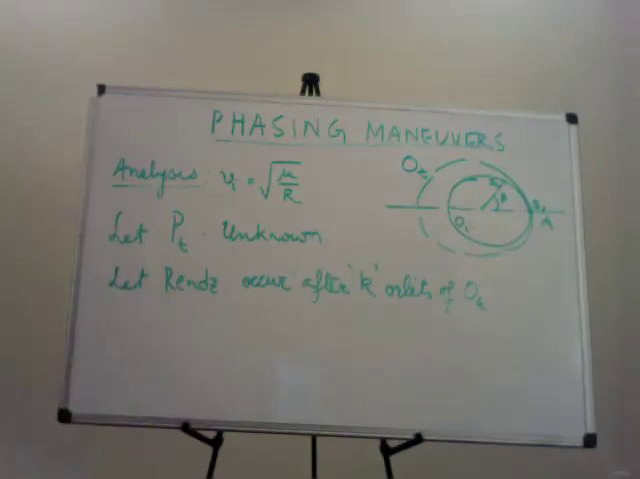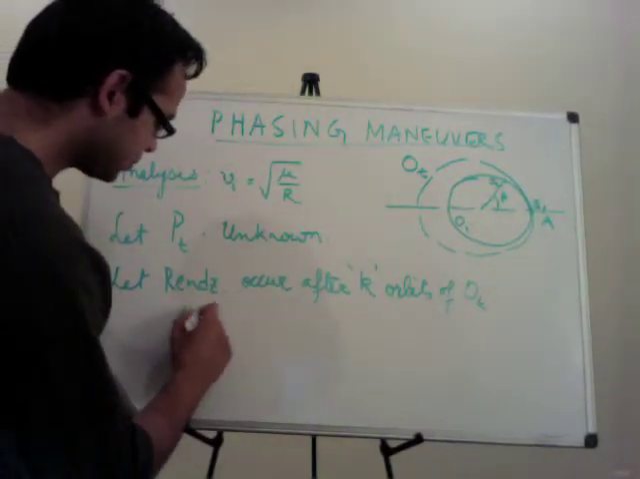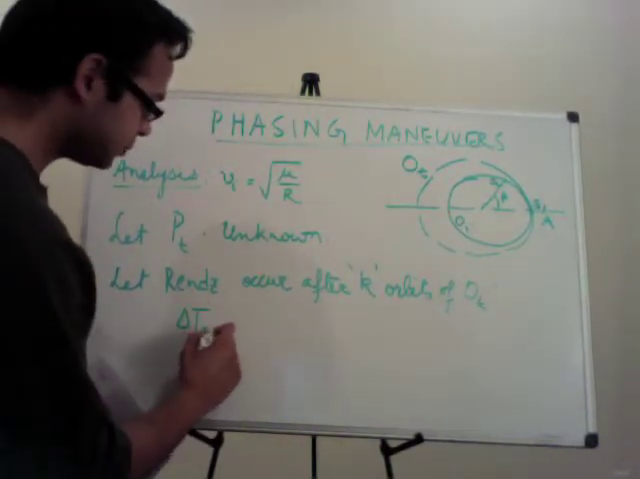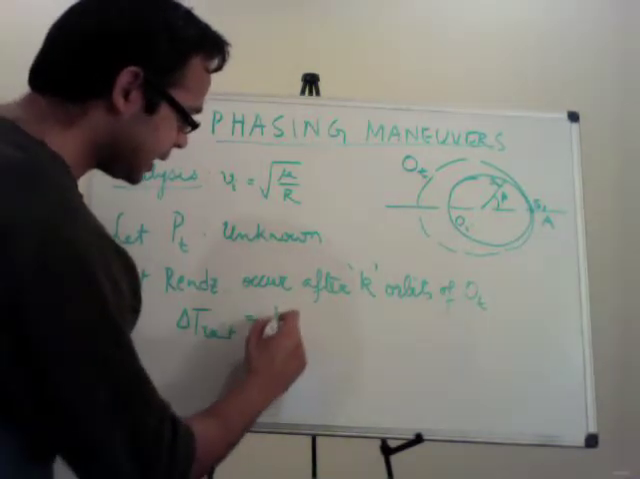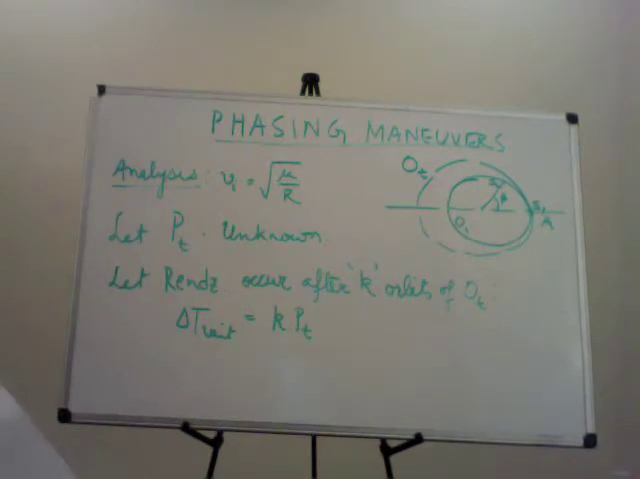So what is the amount of time it takes for the rendezvous to take place? The delta T, the total wait time, is K orbits, each of period PT. So that is the amount of time it takes for the rendezvous to occur. Okay, this is equation 3 in the notes.